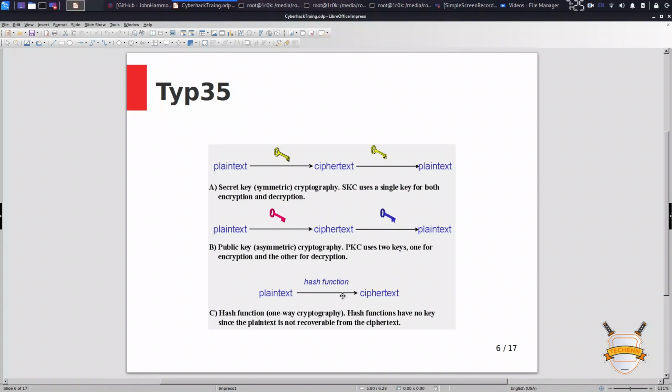So this third thing is hash. Hashing is different from cryptography. In cryptography, we can decrypt our cipher text. But in hashing, we cannot decrypt our hash function. So in short, we can say cryptography is reversible, whereas hashing is irreversible. But there are also some techniques through which we can decrypt our hash.